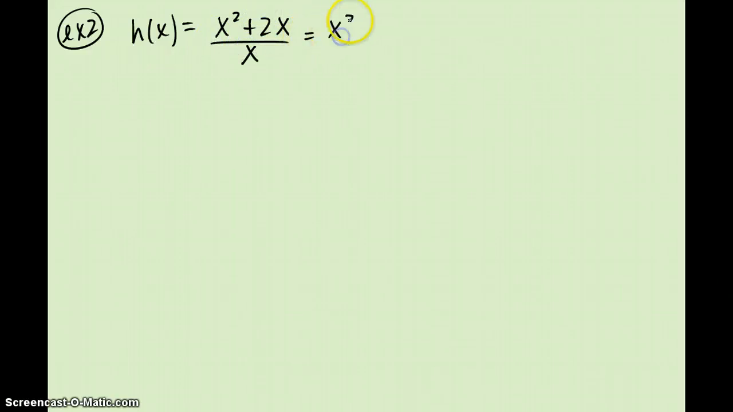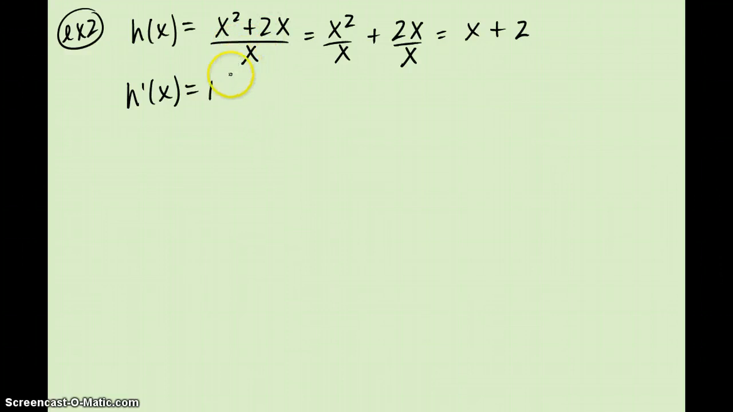Now if you have a rational expression that looks like this, x squared plus 2x divided by x, again you have an algebraic simplification that'll make this derivative a lot easier for you. Separate the numerator by putting it over the common denominator, and then your function just simplifies to x plus 2. Then the derivative of that function is just 1. So if you can do any type of simplifying before you take a derivative, it'll make the work that much easier for you.